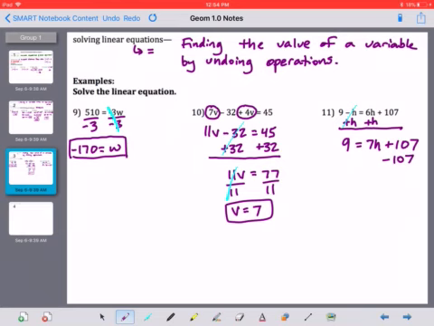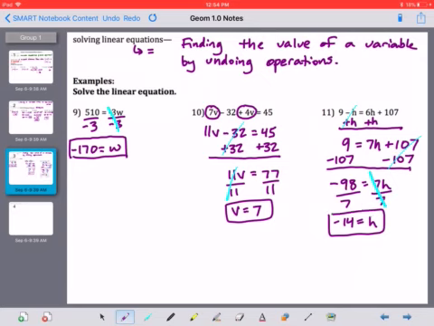First, let's subtract 107 from both sides. These cancel. 9 minus 107 is negative 98 equals 7h. Our last step, we can divide by 7, and negative 98 divided by 7 is negative 14 equals h.